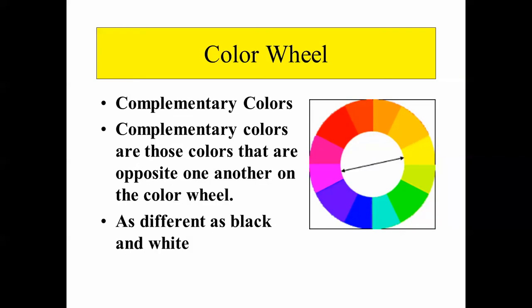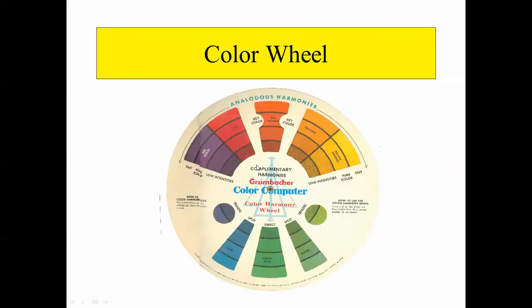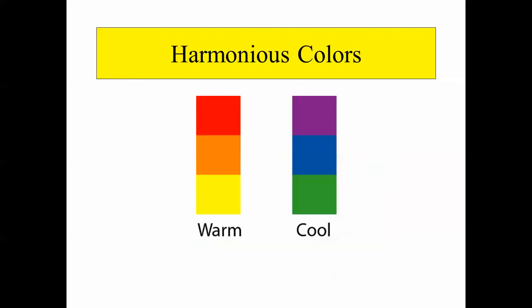Now, complementary colors are colors that are at opposite ends of the color wheel. They're as different as black and white. And in the old days when we had color photography, if you had a yellow like this, magenta would appear on the negative. Then you have the triad color. So it's a good idea to have a color wheel. If you don't, you can certainly use one on the internet.